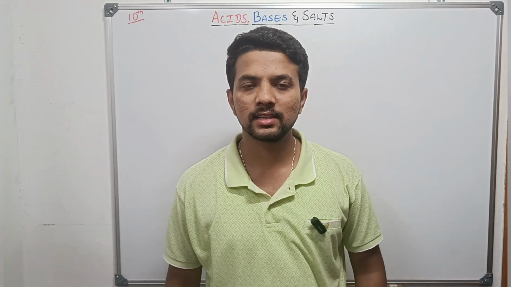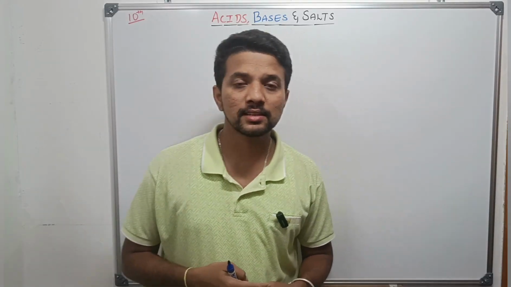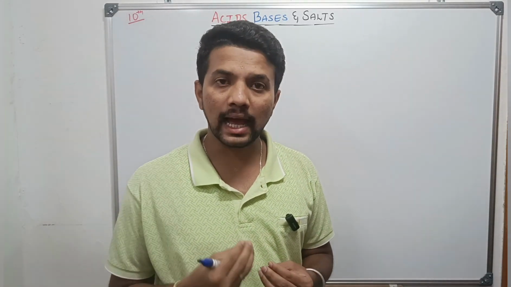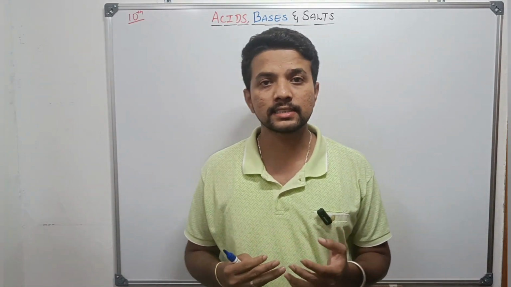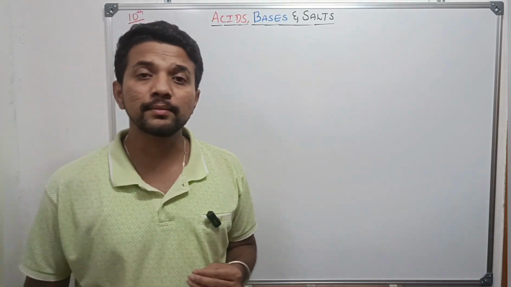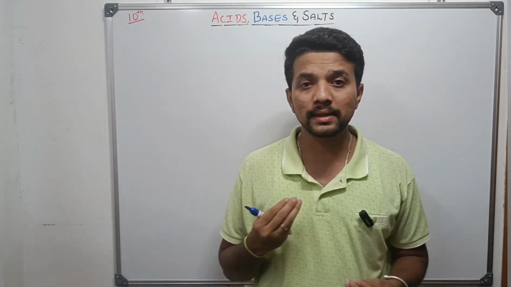Hello, my dear students. In our previous video, we discussed the concept of acids, bases, and indicators, and found out which one is acid or which one is base with the help of the indicator on the basis of changes in color. So, in today's class, we will discuss the chemical properties of acids and bases. So, what is meant by chemical property?